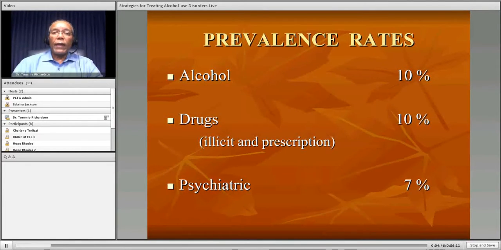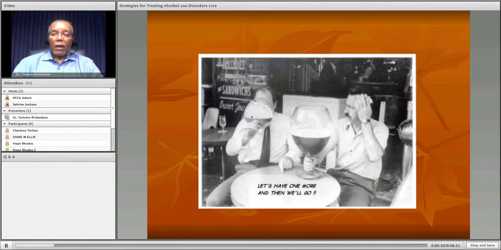And once again, we look at the prevalence rates of alcohol. It's approximately 10%, with drugs, illicit and prescription drugs, about 10%, and psychiatric disorders, and this is all of the psychiatric disorders, is only about 7%. So you can see addiction outweighs mental health disorders, which is huge. And this is another cartoon that I love. Every time I look at this, I sort of chuckle because you can see the sizes of these glasses, and the guy is saying, let's have one more and then we'll go. It's always one more.